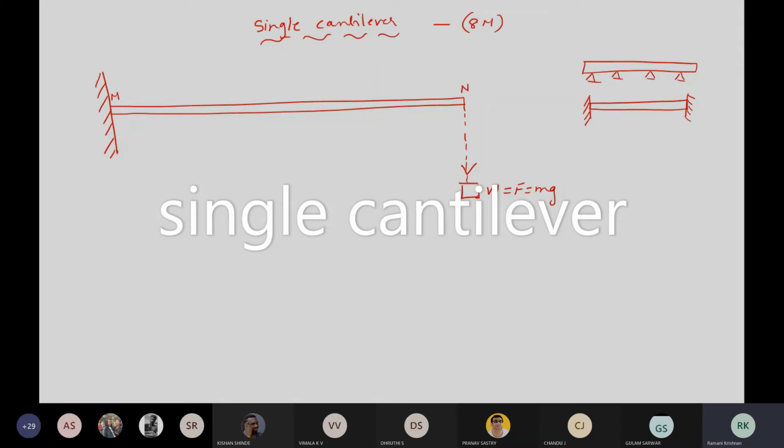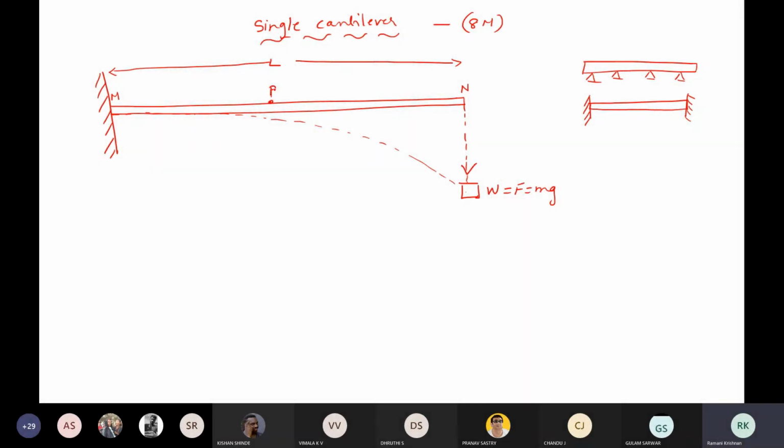Now, because of this, what is going to happen? You know that the beam is going to undergo some depression, isn't it? Now, let L be the length of this single cantilever. I am very much interested in one point P. What is the bending moment acting at this point P?